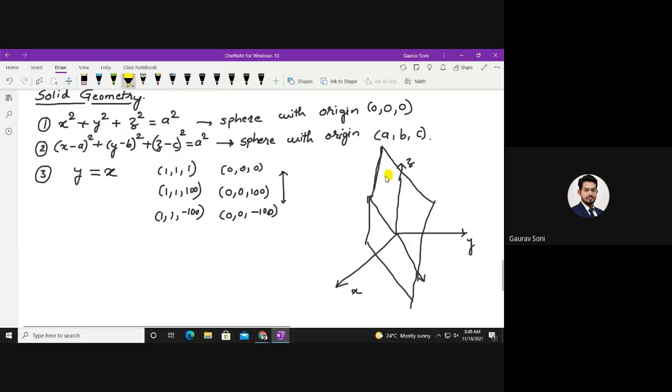So what remark can we draw here? If some variable is absent in your equation, what happens? If say y is absent, what will happen? If in some equation one of the variables is absent, it's not there, what can we do? It can take any value. It can take any value. What will happen to the graph?